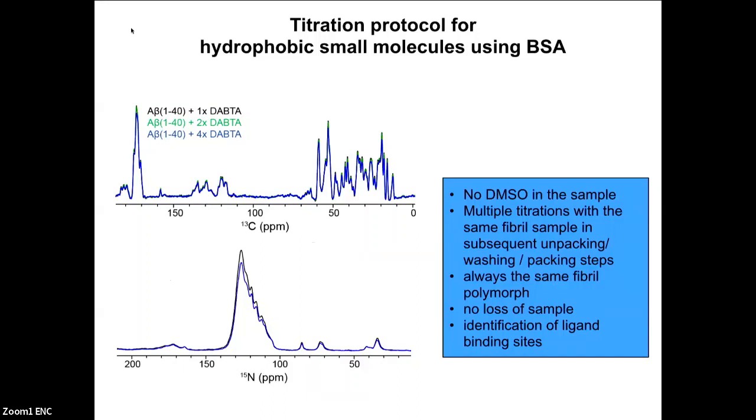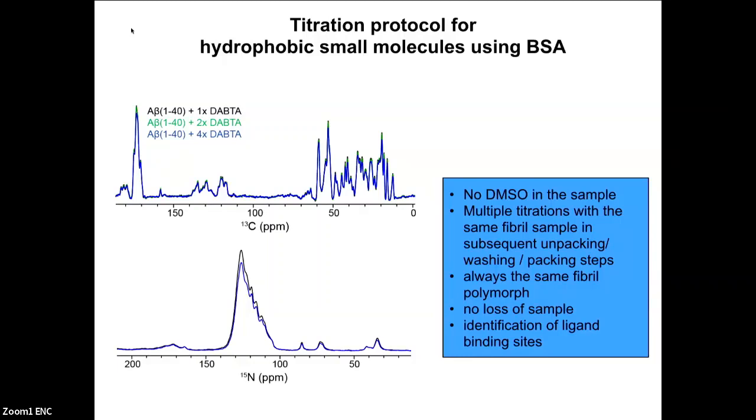So after sedimentation, we can resuspend the pellet. We can add and titrate the BSA adapter solution on top. We wash, we can pack it, then we can again unpack it and resuspend, and we can redo this titration several times. And this allows us to always look at the same fibril polymorph. We're not seeing any spectral changes from one step to the other.